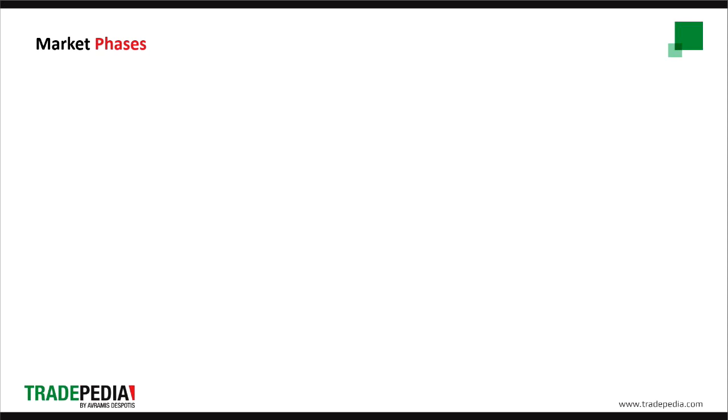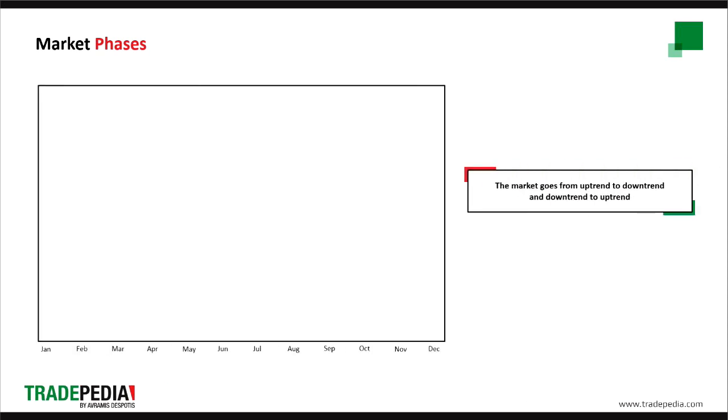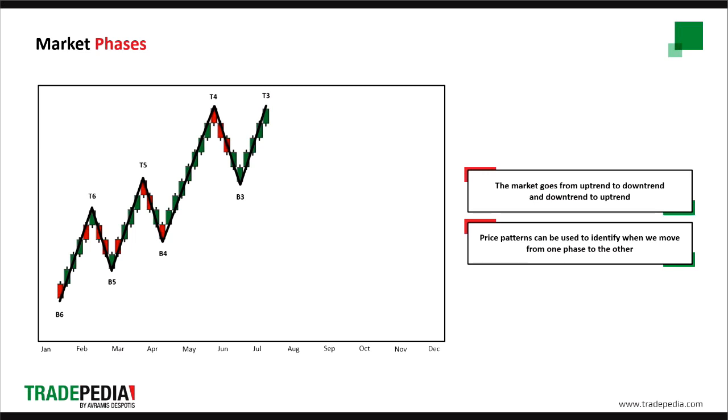Now, price action: prices will move from one phase to another, from an uptrend to a downtrend, and from a downtrend to an uptrend. Price action and price patterns can be used to identify when we move from one phase to the other. Okay, so here in an uptrend, after this nice uptrend, the formation of certain patterns will guide us and will identify a change in the trend, will give us signs of reversals, and then we can conclude the beginning of a new phase.